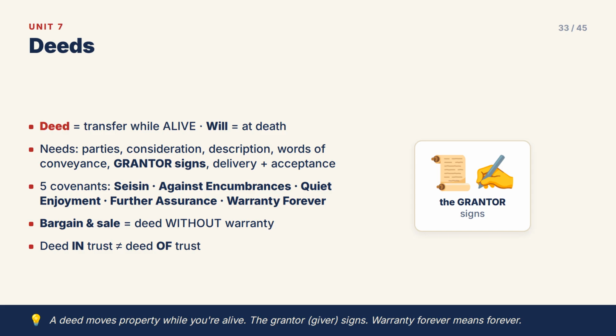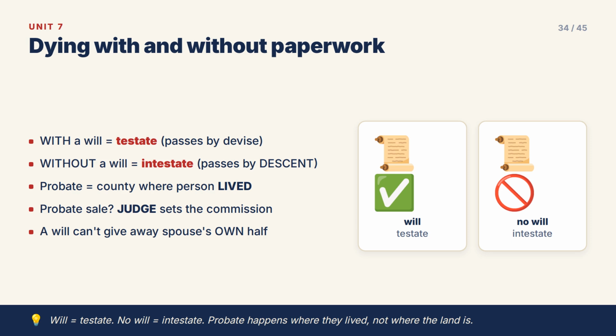A deed in trust moves property into a trust. A deed of trust secures a loan. Die with a will, testate, property passes by devise. Die without one, intestate, property passes by descent, split among heirs by state formula. Probate happens in the county where the deceased lived, not where the land sits. And a broker selling property out of probate, the judge sets the commission. One more: a will cannot give away the surviving spouse's own half of the community property. That half was never the deceased's to give.